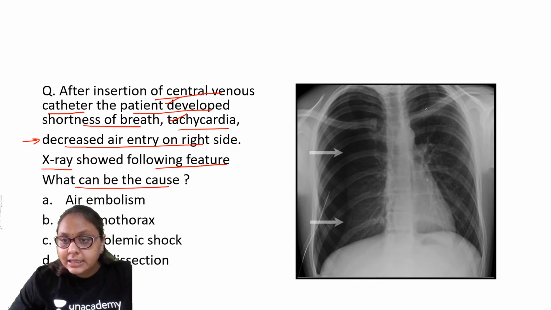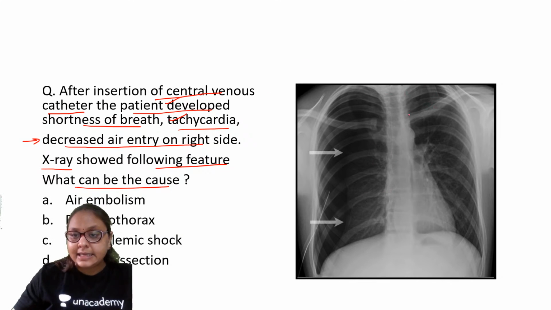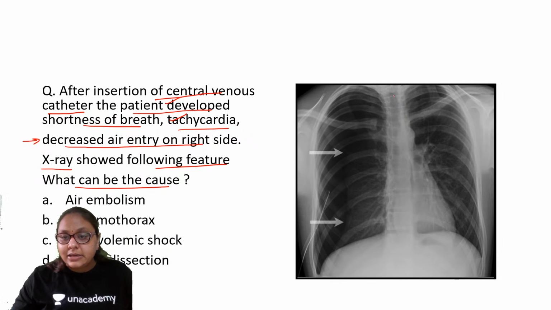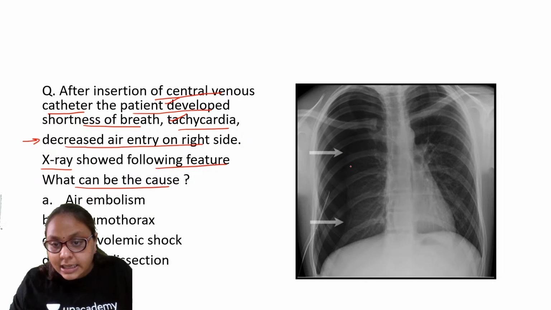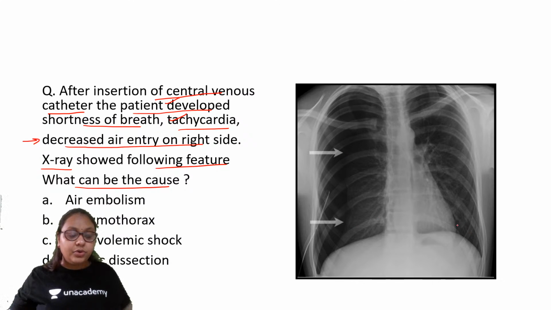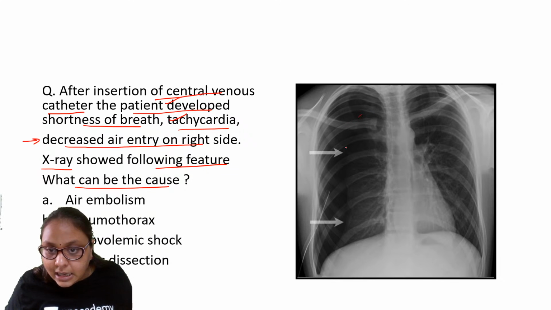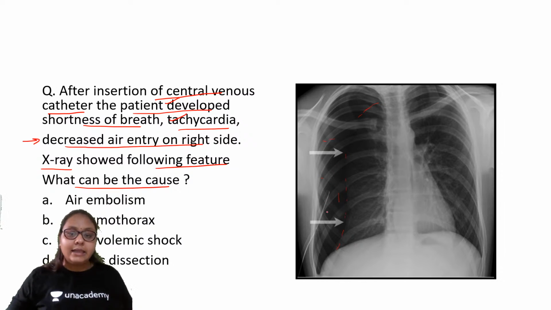Okay, can you see this X-ray? In the X-ray, what all should we see? We should see the airways, we should see the lung outline. So on the right side, we see that there is a lung collapse and there is formation of pneumothorax.